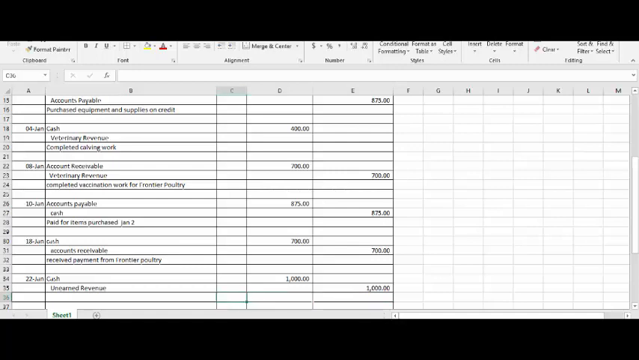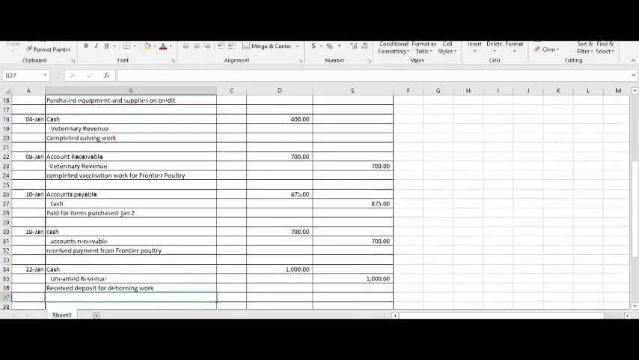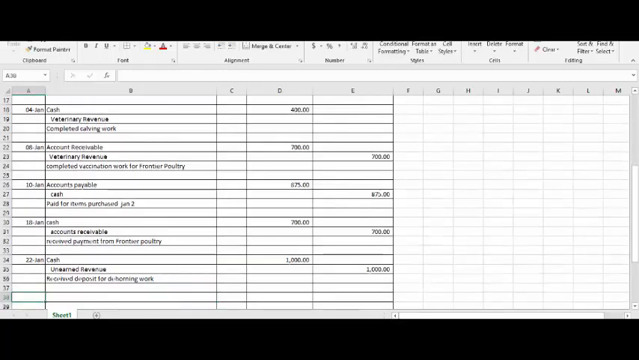And it's for $1,000. This is a liability account because we've got the money showing, but it misstates our financial position because we still haven't done the work. So we record the work as a liability. So received deposit for dehorning work. And then I think our next transaction is going to be on the 24th.